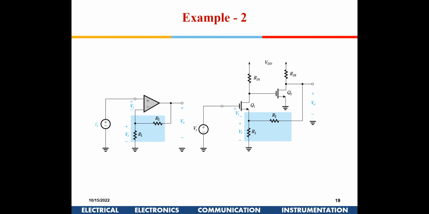R1 divided by R1 plus R2. Beta is that, correct? Yes. Okay, now you will be able to solve it yourself.